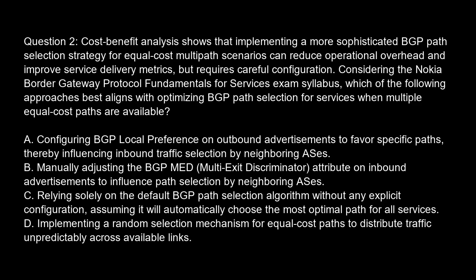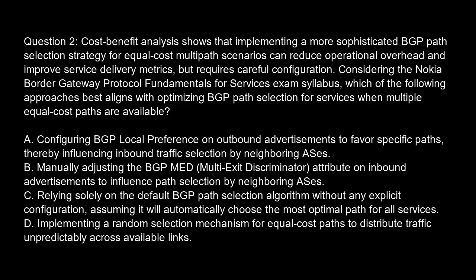Question 2. Cost-benefit analysis shows that implementing a more sophisticated BGP path selection strategy for equal-cost multipath scenarios can reduce operational overhead and improve service delivery metrics, but requires careful configuration. Considering the Nokia Border Gateway Protocol Fundamentals for Services exam syllabus, which of the following approaches best aligns with optimizing BGP path selection for services when multiple equal-cost paths are available?